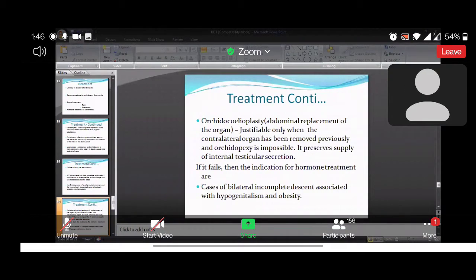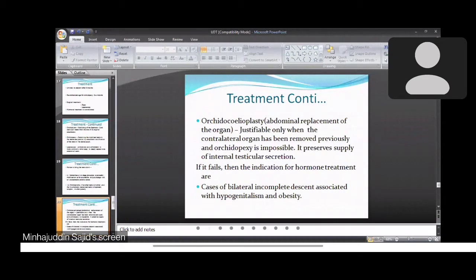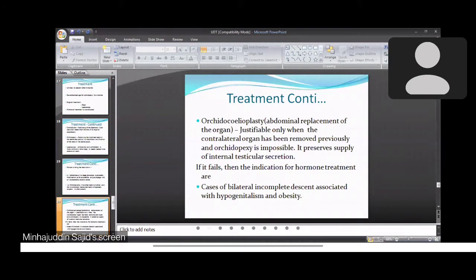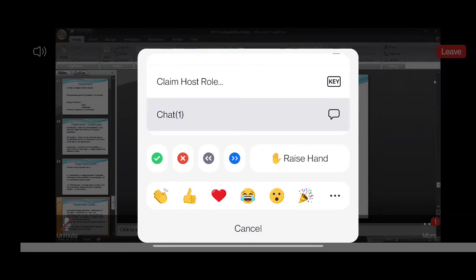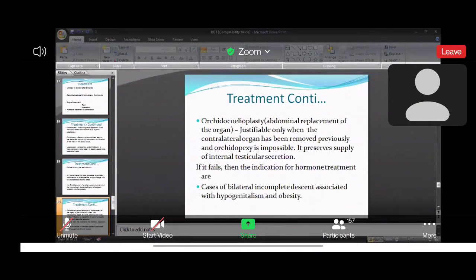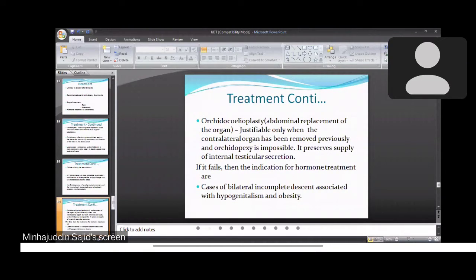That means within the abdominal cavity, because the retaining ligaments and tissues are not long enough to pull it down to the scrotum. So it's placed within the abdominal cavity. After a few months, when there is growth of the blood supply and lengthening of the tissues of the retaining ligaments, then the testis can be pulled down to the scrotum. So this is called orchidocilioplasty.